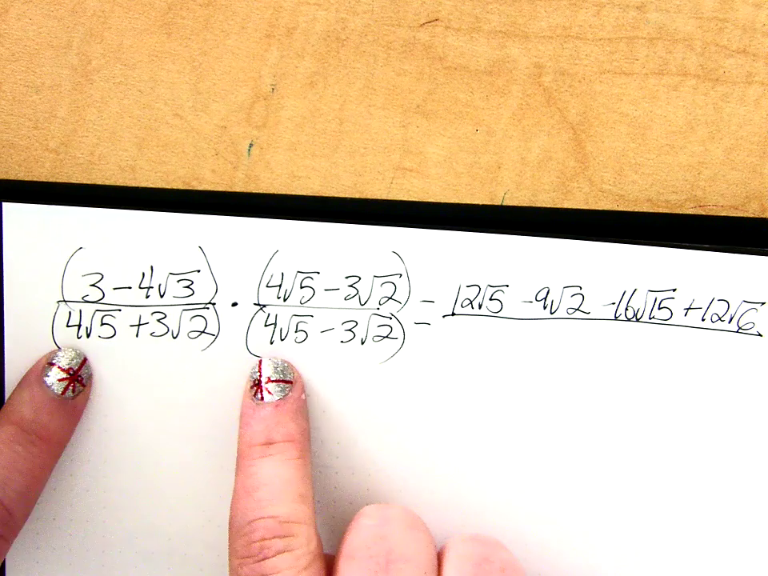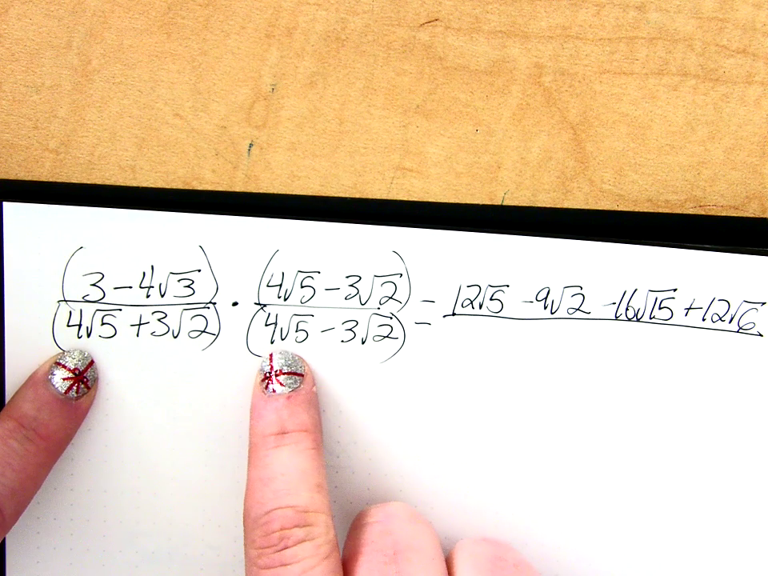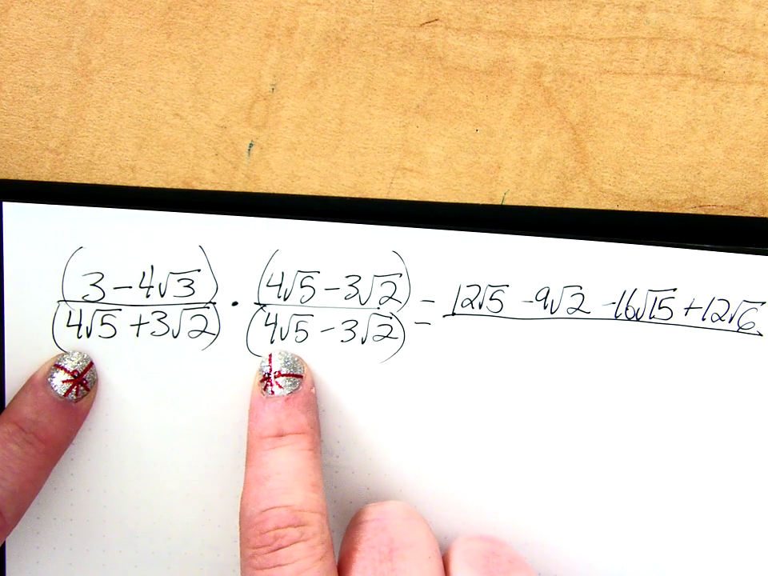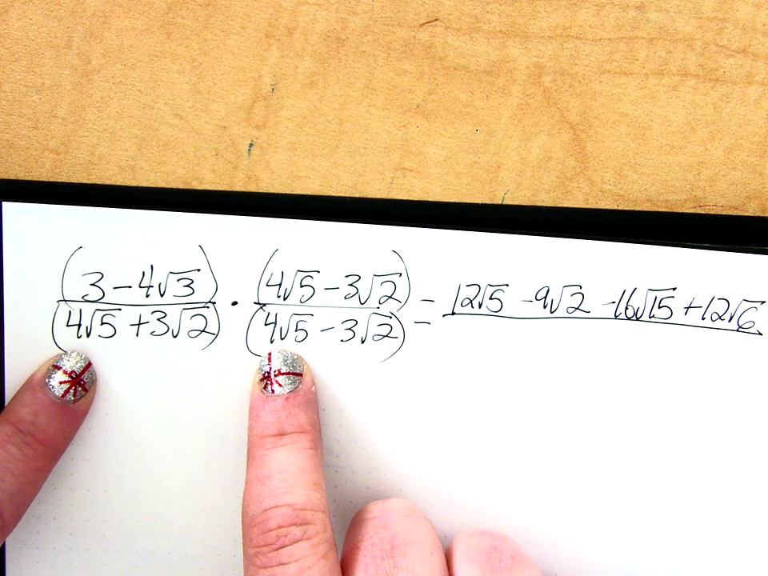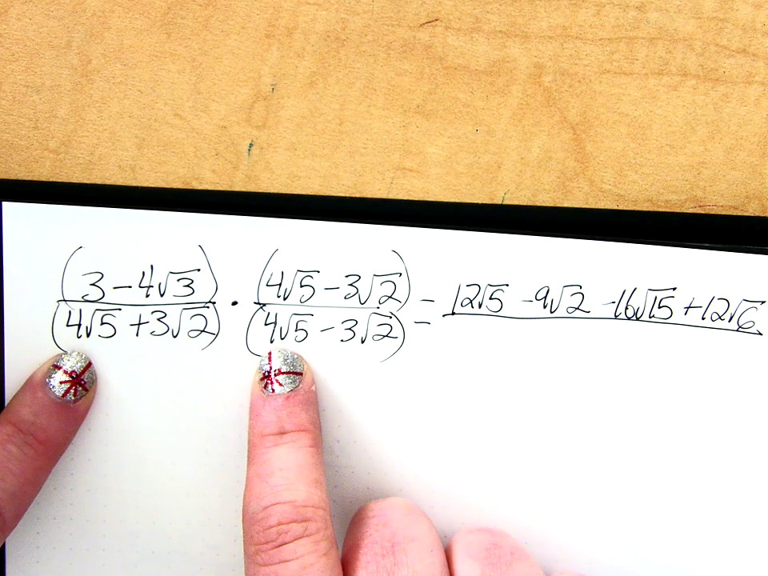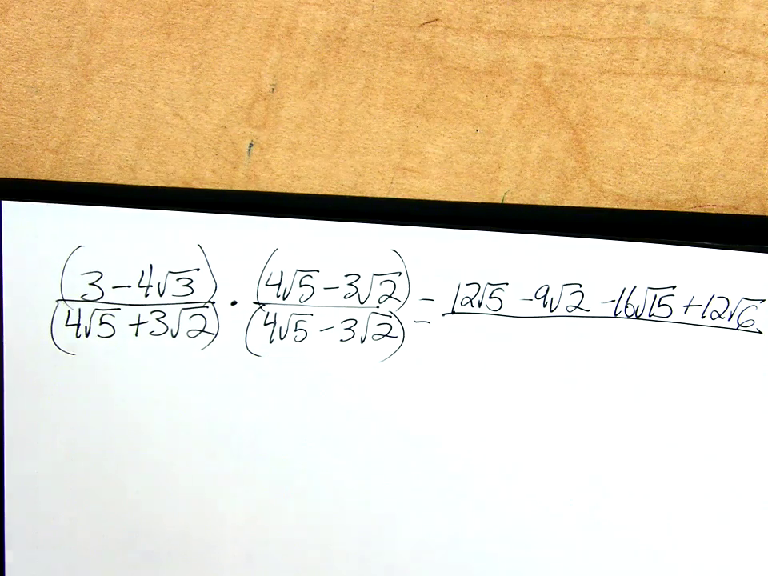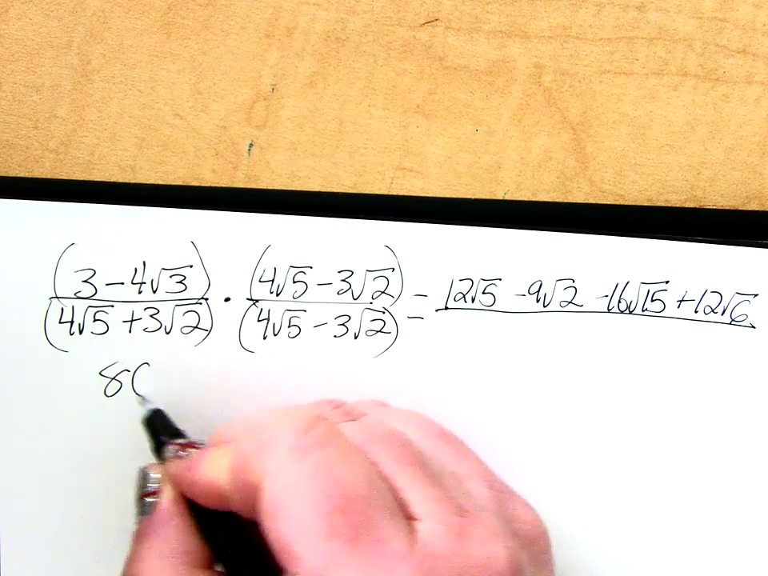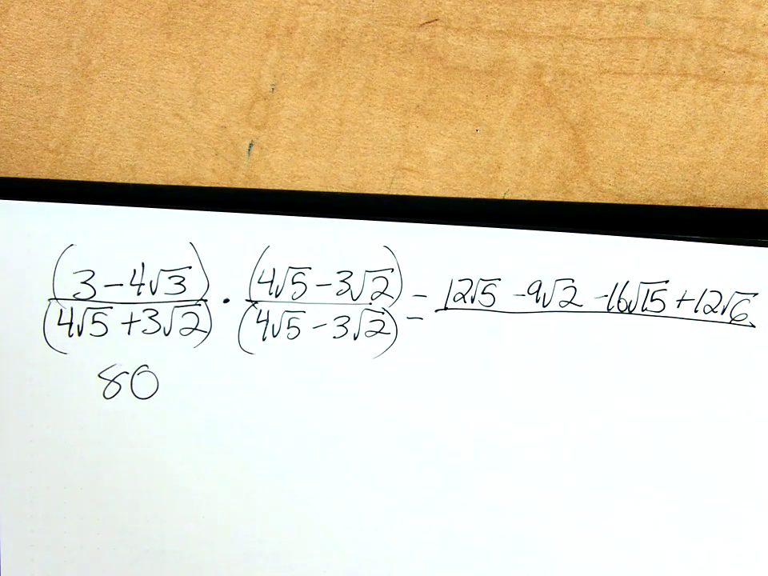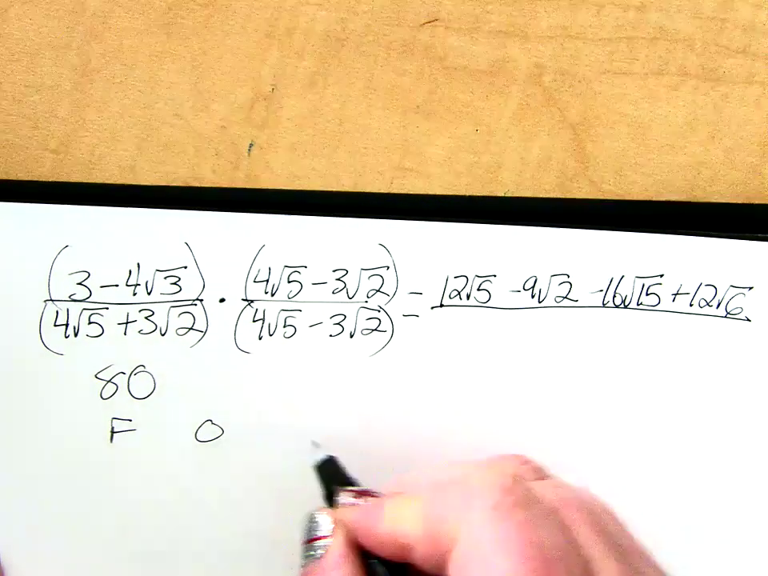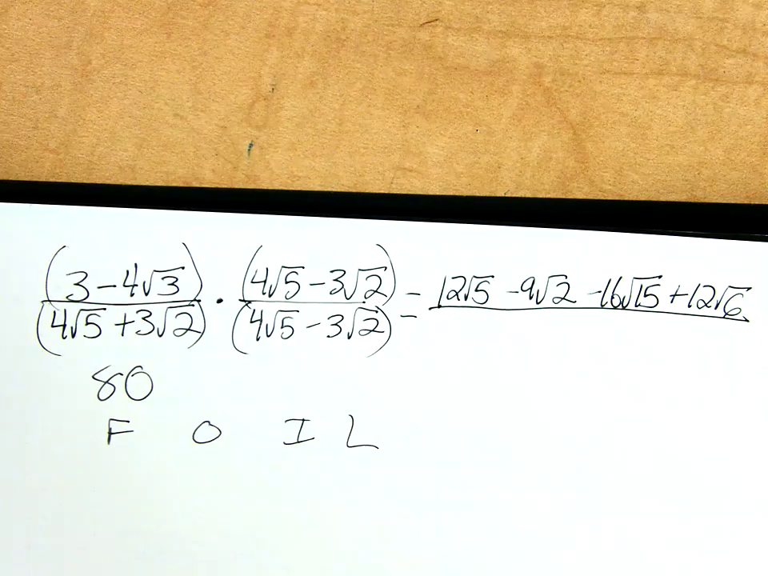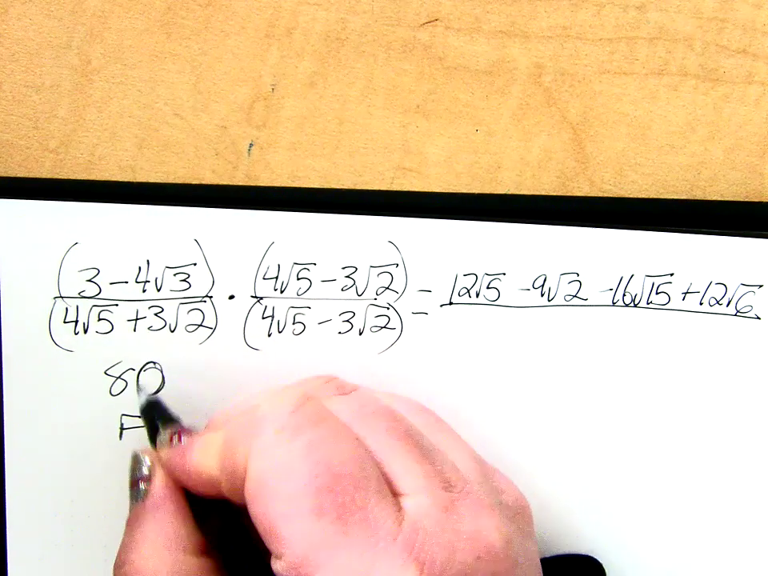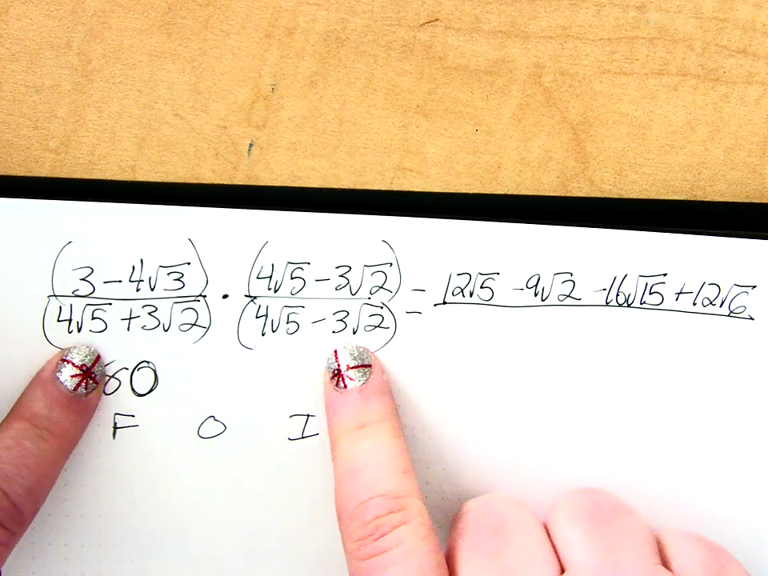So first, what do you get when you multiply 4 root 5 times 4 root 5? Well, 4 times 4 is 16, and then root 5 times root 5 would just be 5. So 16 times 5 is 80? Is that right? Yes. Okay, so there's the first, if you want to keep track, because there's a lot going on with this one. 80, okay, and then outsides.